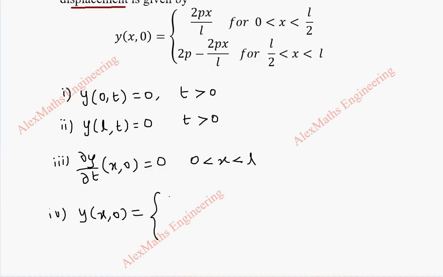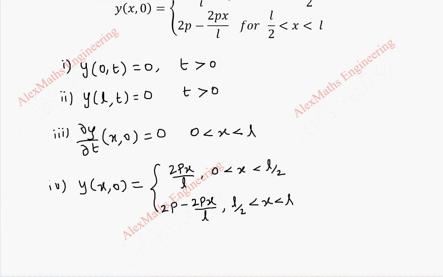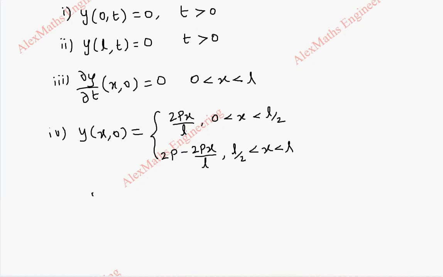2px/L for 0 less than x less than L/2, and the other is 2p minus 2px/L for L/2 less than x less than L. So we have this. Now let's write the wave equation.